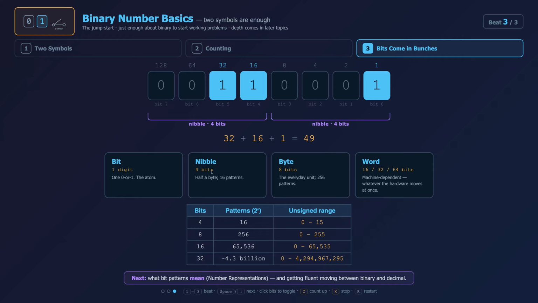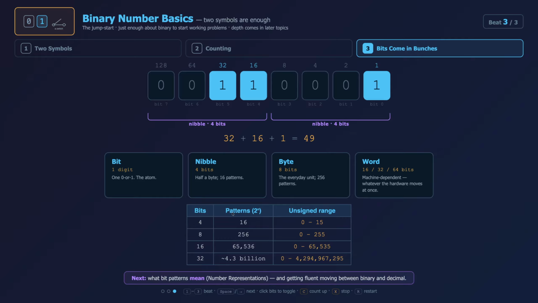So bit, that's 1 digit. Then we go to nibbles, which are groups of 4. Then we go to bytes. Oh, there's byte, yes, that's on the screen. And then we can go all the way up to a word. A word is machine dependent. It depends on what processor you're using. So often people think of up to 64-bit words that are comprised of bytes.